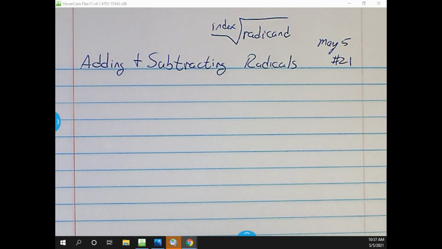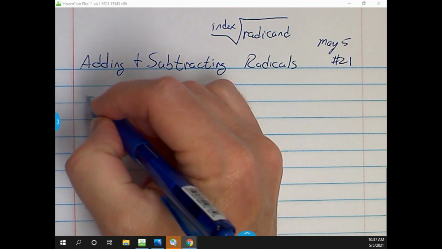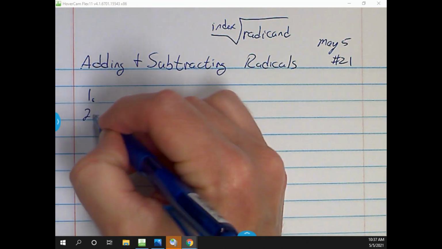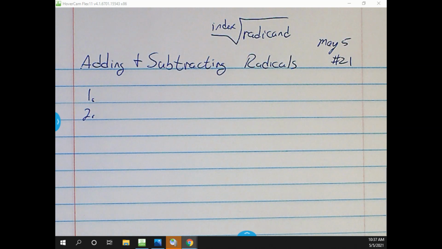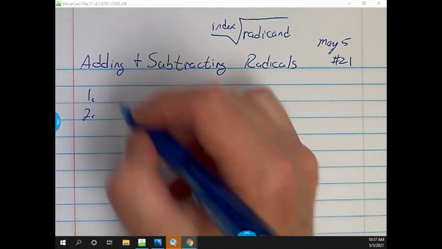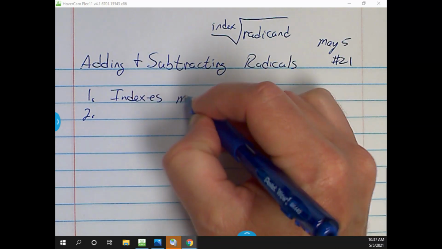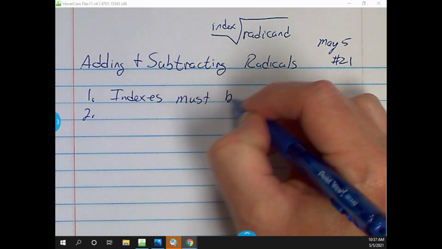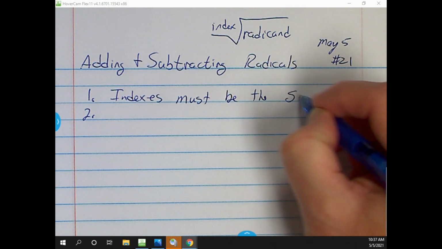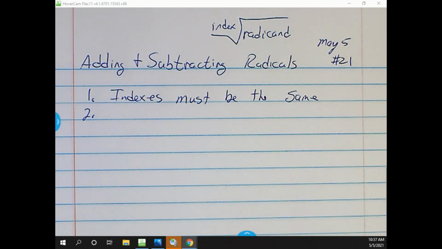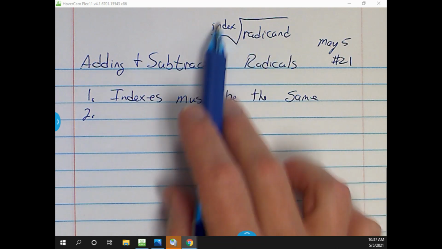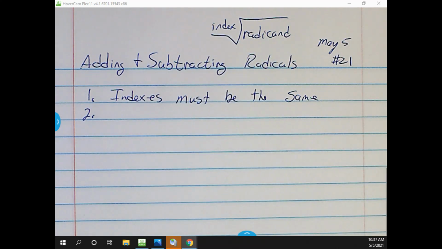With adding and subtracting, the first two things that we have to look at are really more checks, where you don't do anything yet. The first thing you have to check is that the indexes are the same. You cannot add a square root and a third root together and come up with an answer. If we're doing fourth root of this and fourth root of that, the index has to be the same for whatever things you're going to add and subtract.